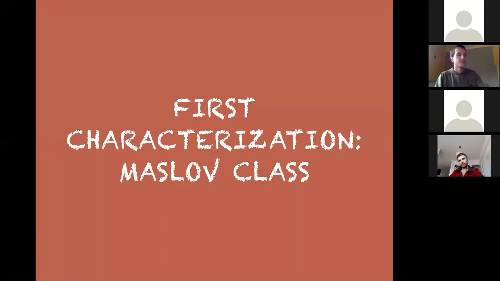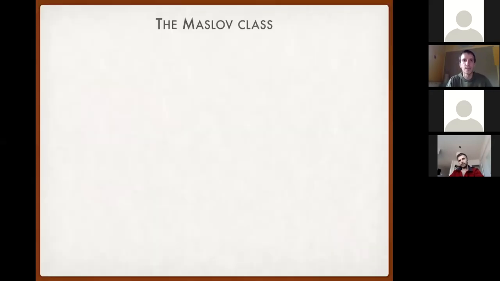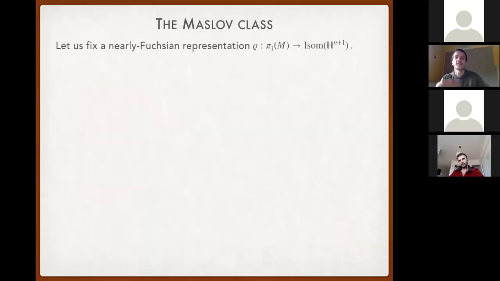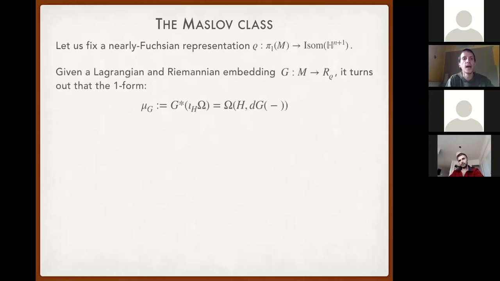So now it's finally time to present. I will give you two characterizations of these, two answers to this problem. The first characterization is in terms of what will be called the Maslov class. So what is the Maslov class? Let's start over with the notation. We fix a nearly-Fuchsian representation, which is always rho.